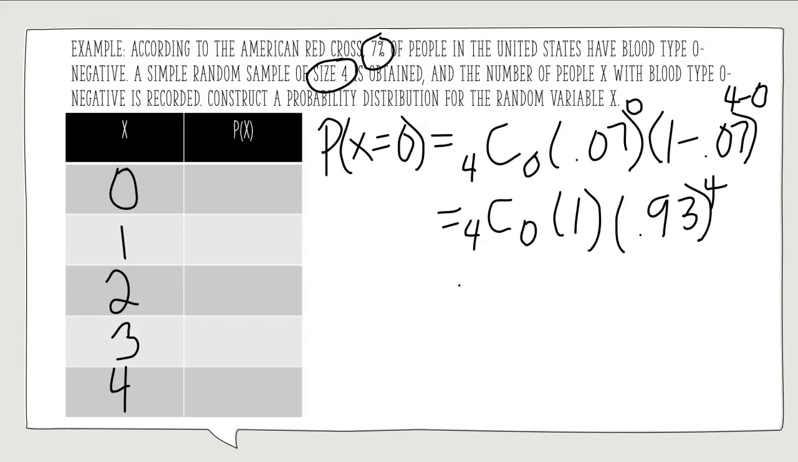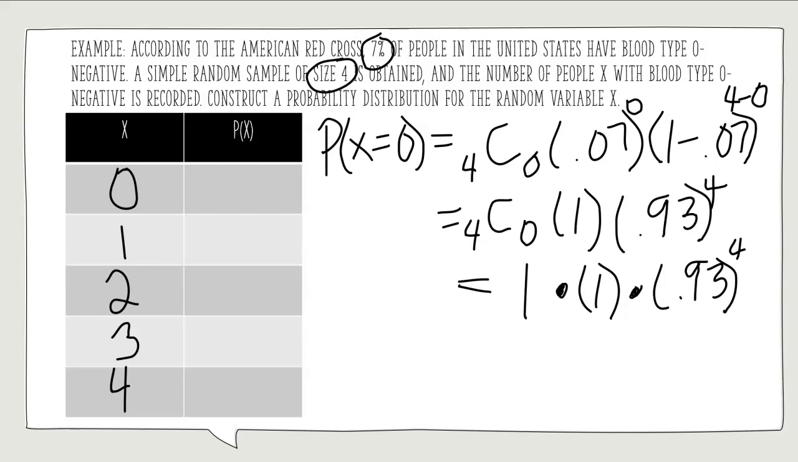Now if we do 4 choose 0, we actually will get 1 as the answer, okay? And I'm going to show you in a minute how I got that, but right now I'm just going to write it. So that'll be 1 times 1 times 0.93 to the 4th power. This is a multiplication symbol; this one is actually a decimal.